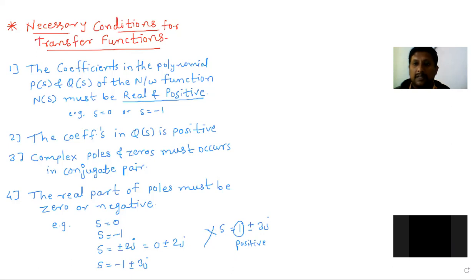Because the real part must be negative for the poles of a transfer function. Now next one, these are the 4 necessary conditions for transfer function.